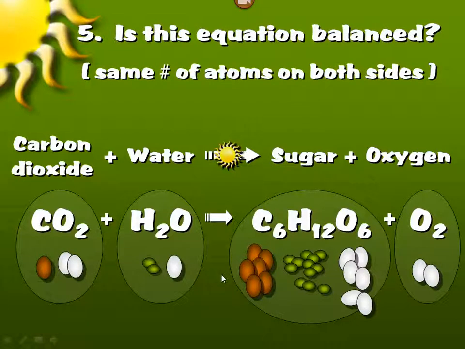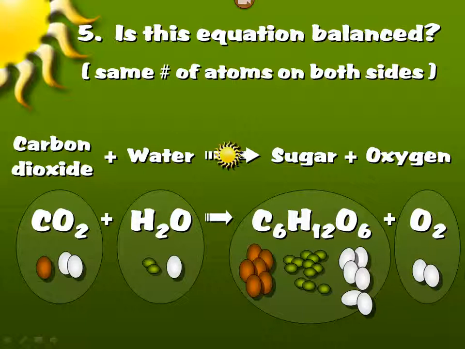And then finally, is this equation balanced? Does it have the same number of atoms on both sides? Over here in the reactants, you can see we've got 1 carbon. Over here, 6. So obviously not balanced. The number of hydrogens way off, number of oxygens way off. This equation is nowhere close to balanced. Somehow all of these other atoms here were just created out of nowhere.